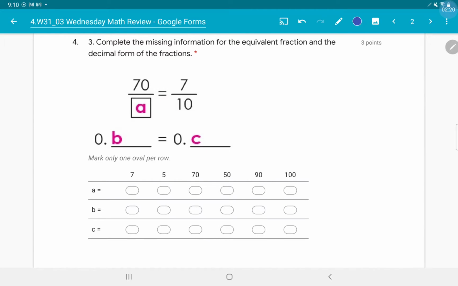Alright, next we're looking for the missing parts of the equivalent fraction and the decimal form of the fractions. So what's missing on variable A? 70 over what equals 7/10? What's that going to be, Scotty? A is going to be 100. Very good. Okay, hang on just a second. How did you know that A was 100? Because it's 70 and you have to have the 7.